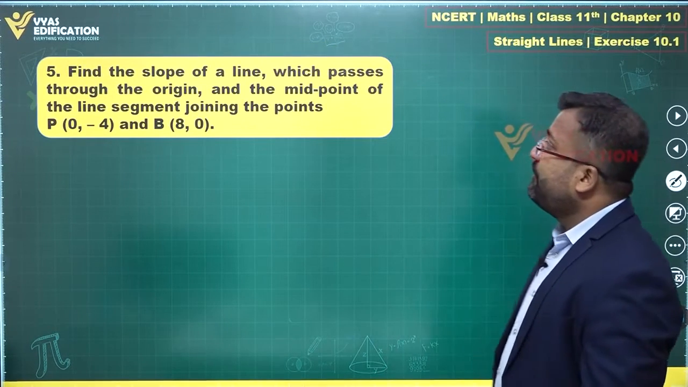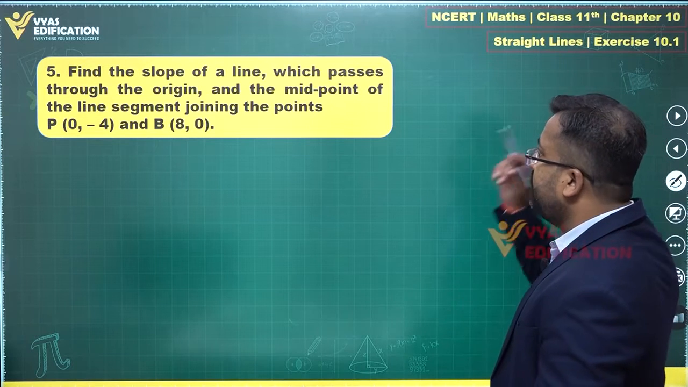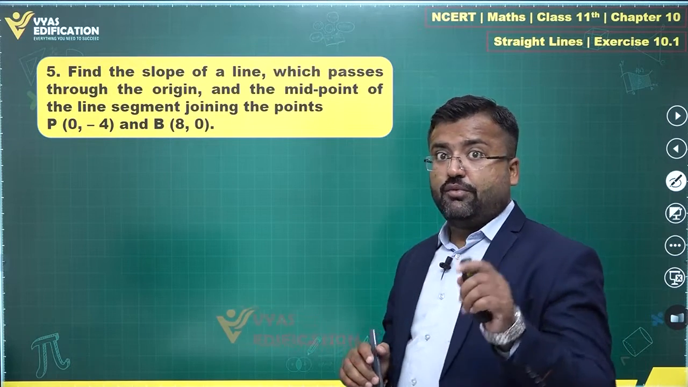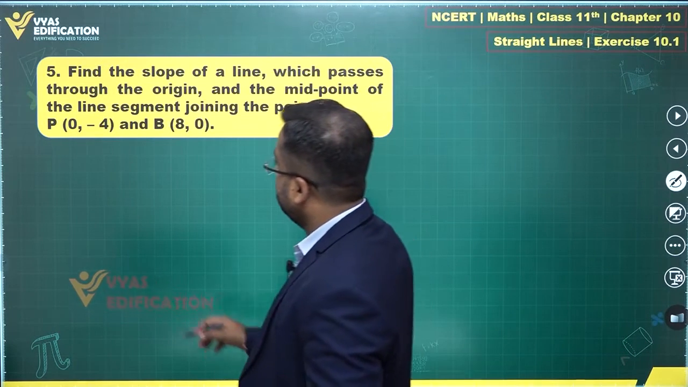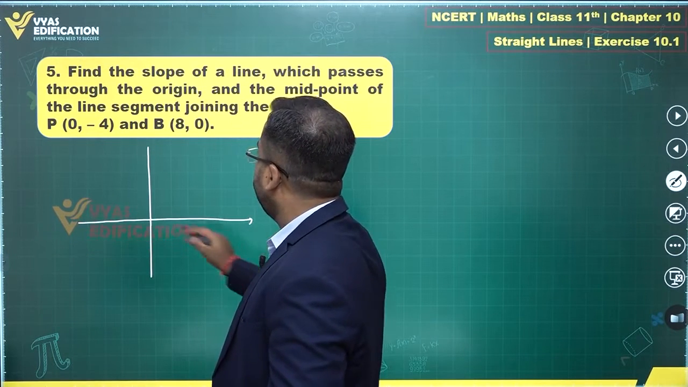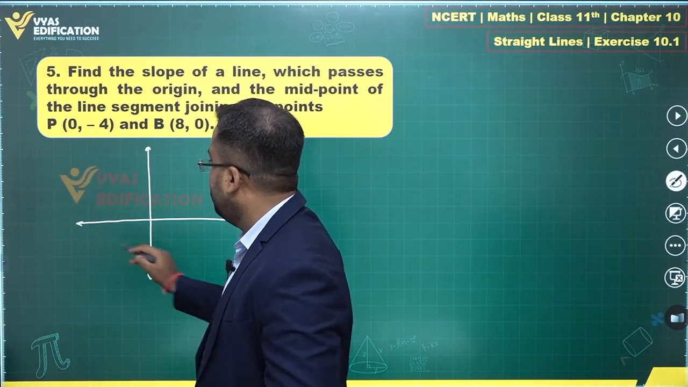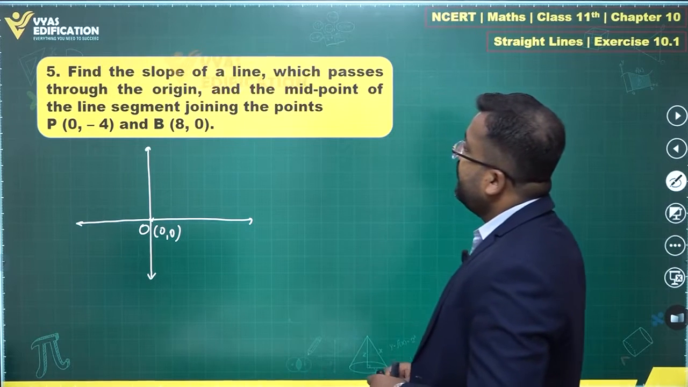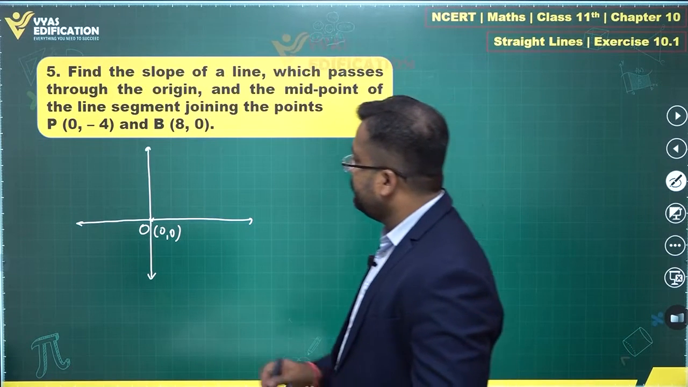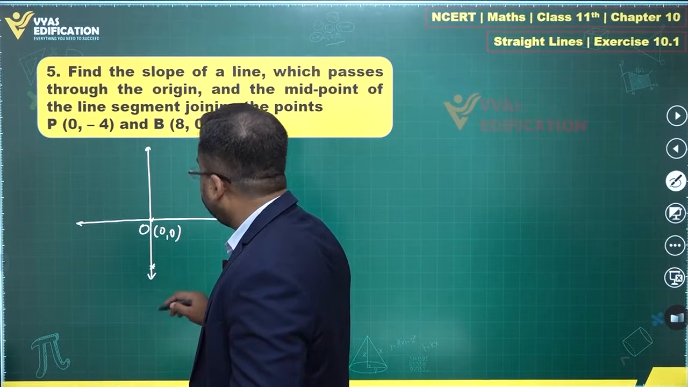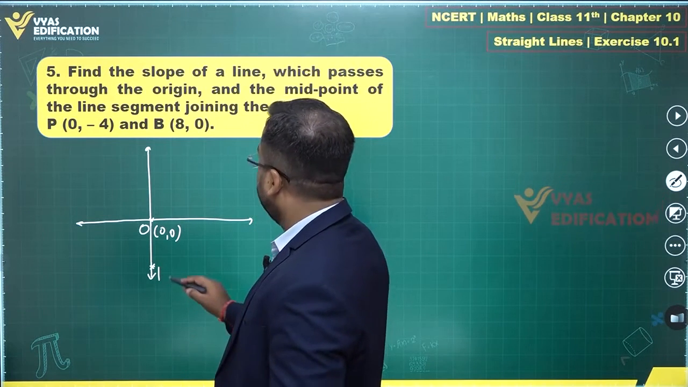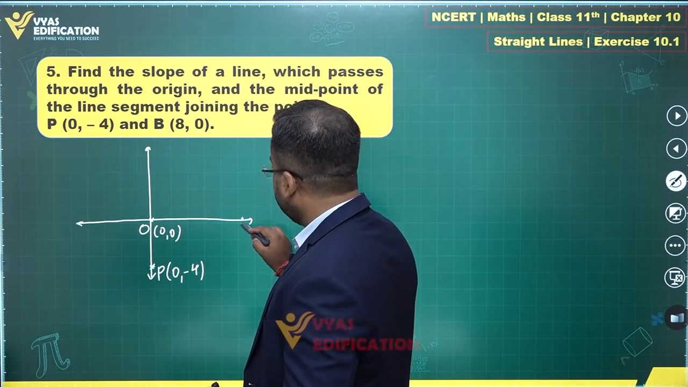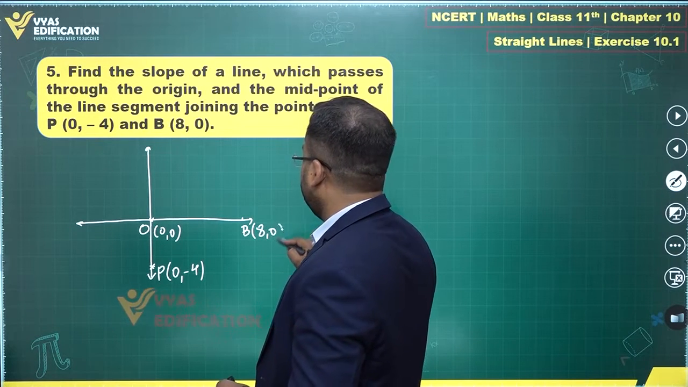The fifth question says, find the slope of a line which passes through the origin and the midpoint of the line segment joining the points this and this. Slope of a line is being asked which passes through the origin. Let's try to mark these points. The origin is 0, 0. This is what you can observe. A is 0, minus 4, which will be somewhere here. Let's call this P. And B is 8, 0. Let's mark B over here.